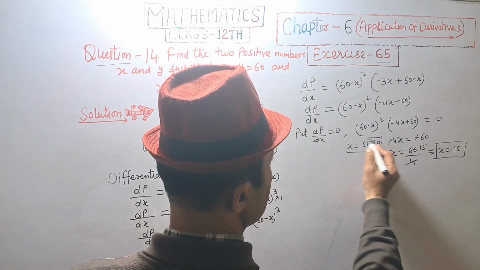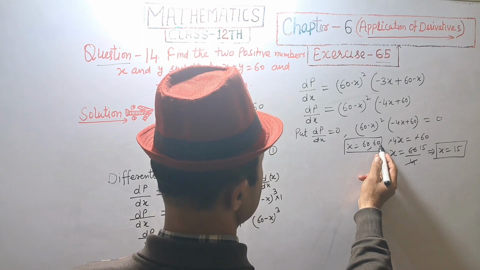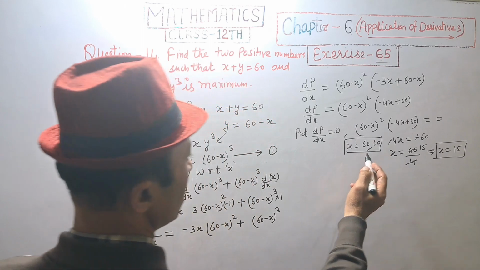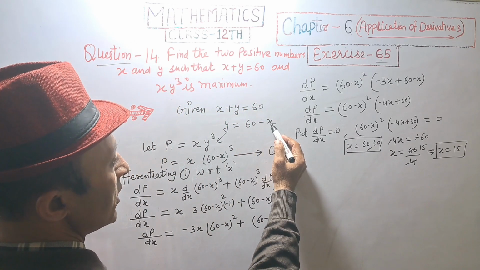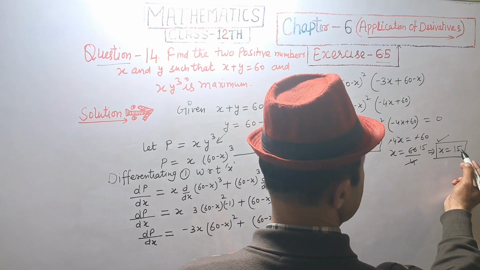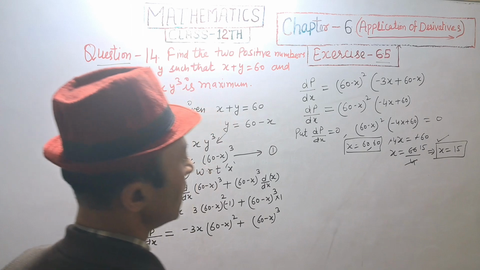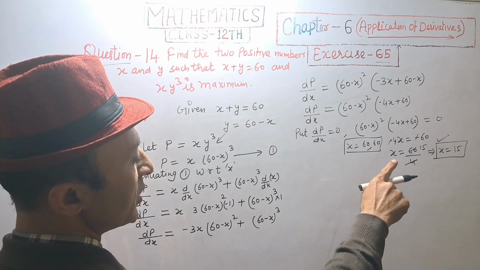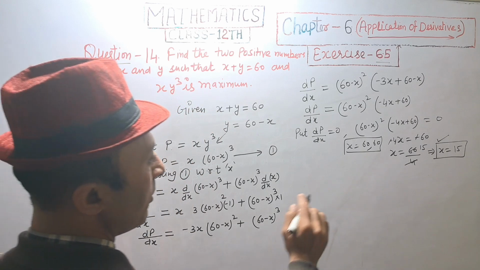And x is equal to 60 is rejected. When we put x equal to 60 here, then y will be 0, so we are taking x is equal to 15. X is equal to 15, and now the double derivative.